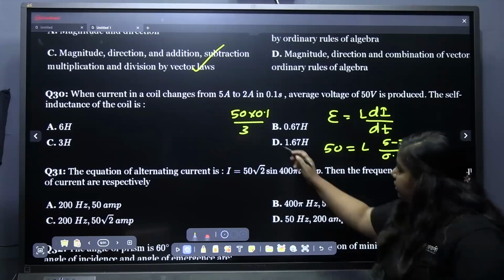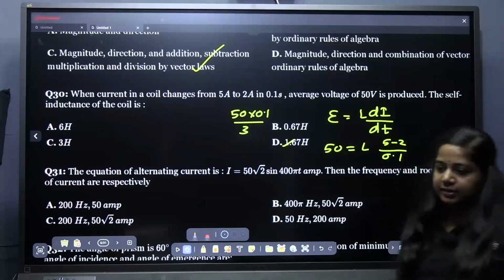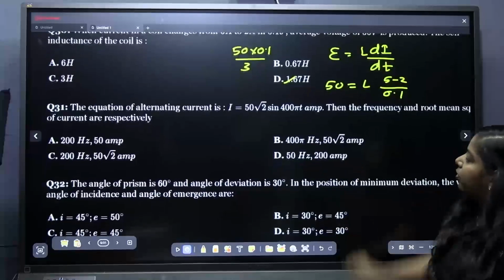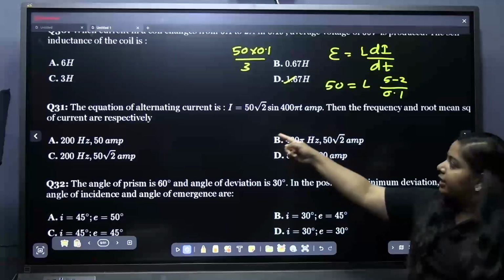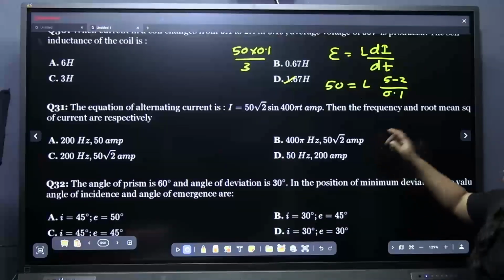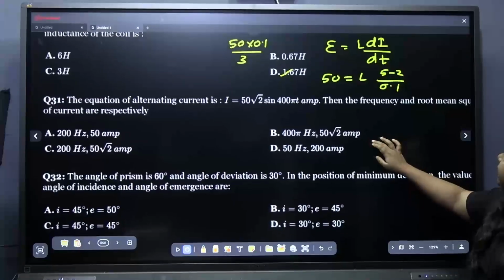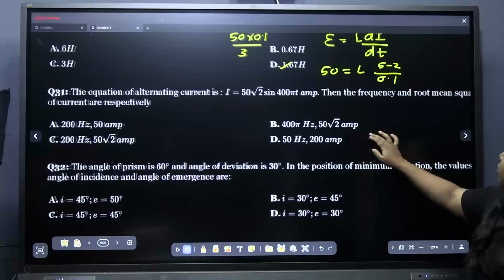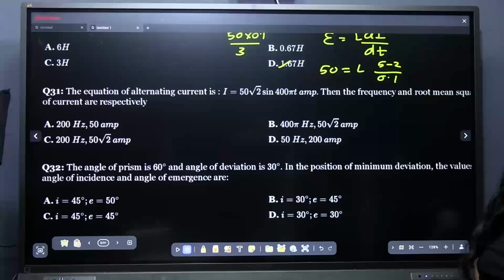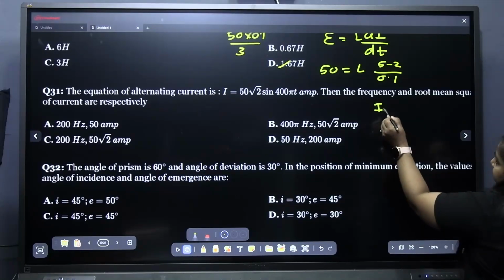So option D is the answer. Next one, equation of alternating current, AC current, is given as 50 root 2 sine 400 pi t ampere. We have to find the frequency and root mean square of current. In this, I RMS we can easily find.